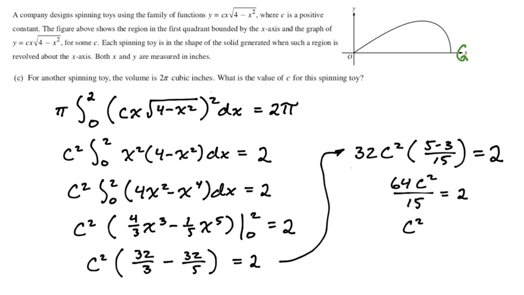So c squared is 15 over 32, which means that c is either plus or minus, but they tell us that it's positive. So it's the square root of 15 over 32. You can just leave that. I mean, that simplifies to something, obviously, if you're a rationalize-the-denominator type of person, but you don't need to be. So I would just leave that as it is. And that was it. That's the spinning toy problem that everybody's freaking out about right now. So I hope you found this helpful, and good luck.